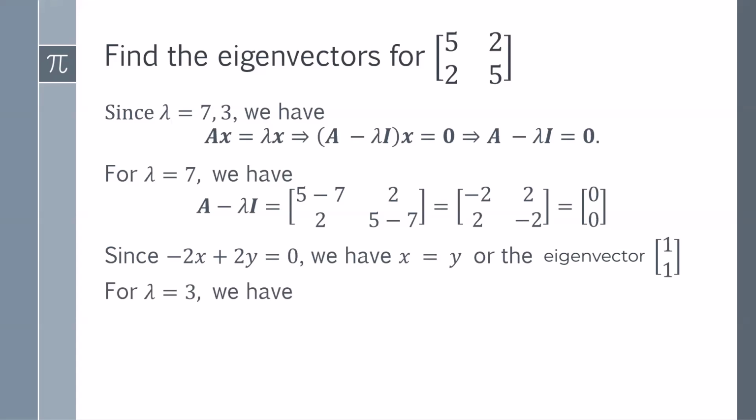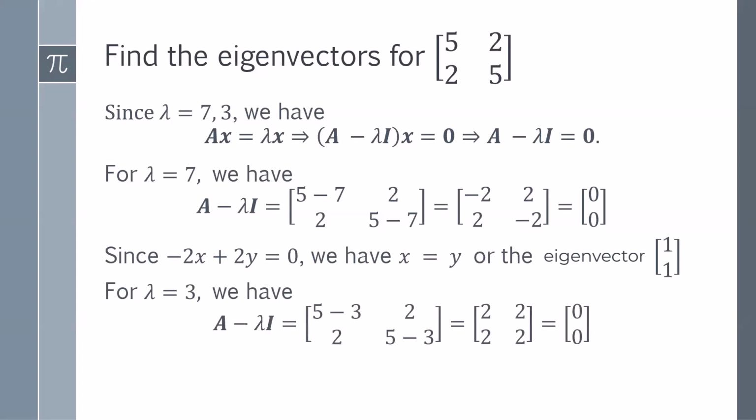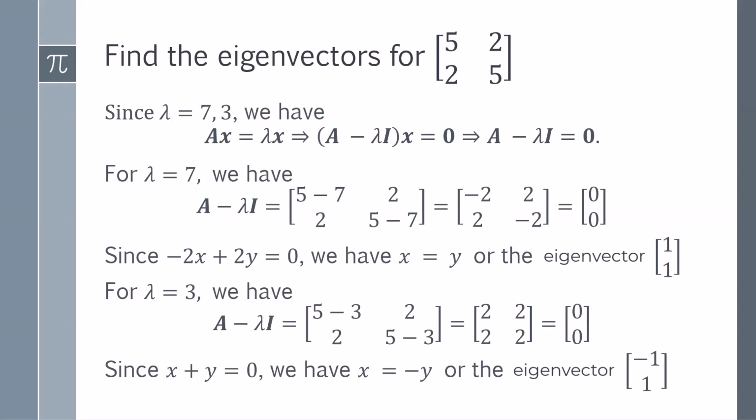For lambda equals 3, we have [5 minus 3, 2; 2, 5 minus 3], or [2, 2; 2, 2], which gives x equals negative y, or the eigenvector (-1, 1).